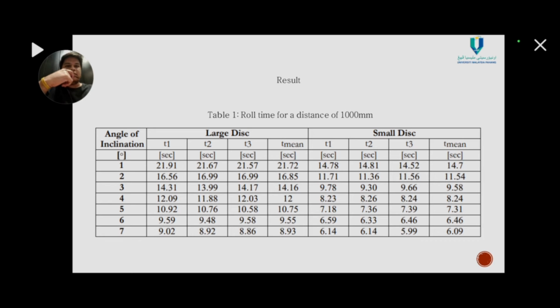Today I am going to present the roll time for a distance of 1000 millimeters, table 1. Here the results are calculated for angle of inclination, large disc and small disc. This result shows T1, T2, T3 and T mean for the large disc, and T1, T2, T3 and T mean for the small disc, which are calculated.